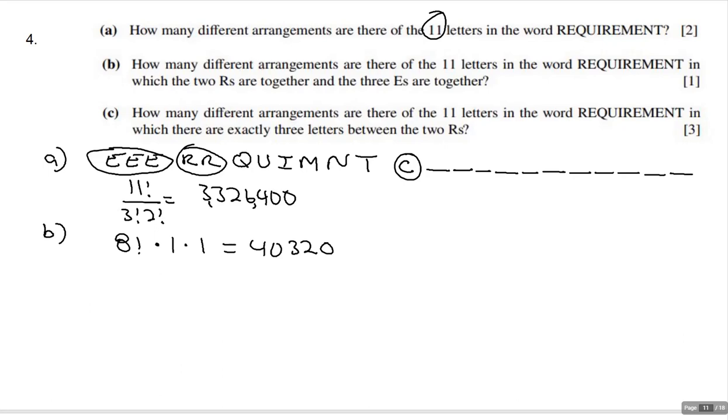There has to be 2 R's with 3 letters between them. All right, and there are only 2 R's, right? So let's start by putting an R here. Now, if I start by putting an R there, then what else has to happen?